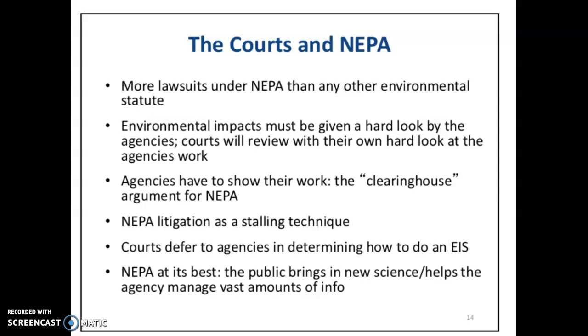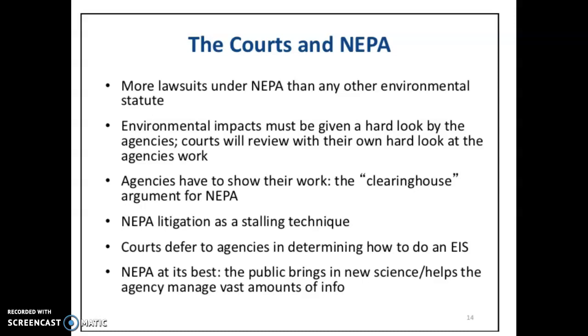In NEPA litigation, just worth pointing out, litigation can be seen as a stalling technique. It is put into place in order to maybe stall the process, or to make the process more costly or too costly for whatever agency is trying to perform the analysis. And then courts defer to agencies in determining how to actually do an EIS.